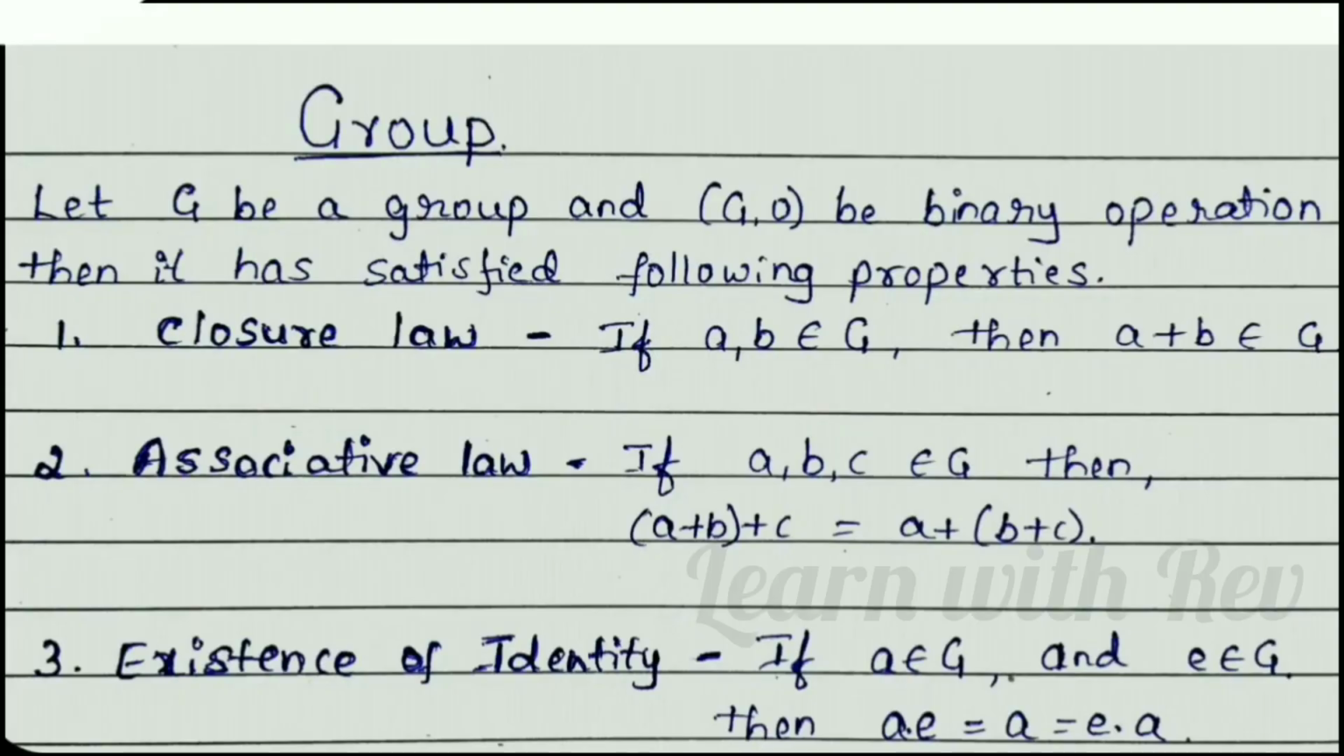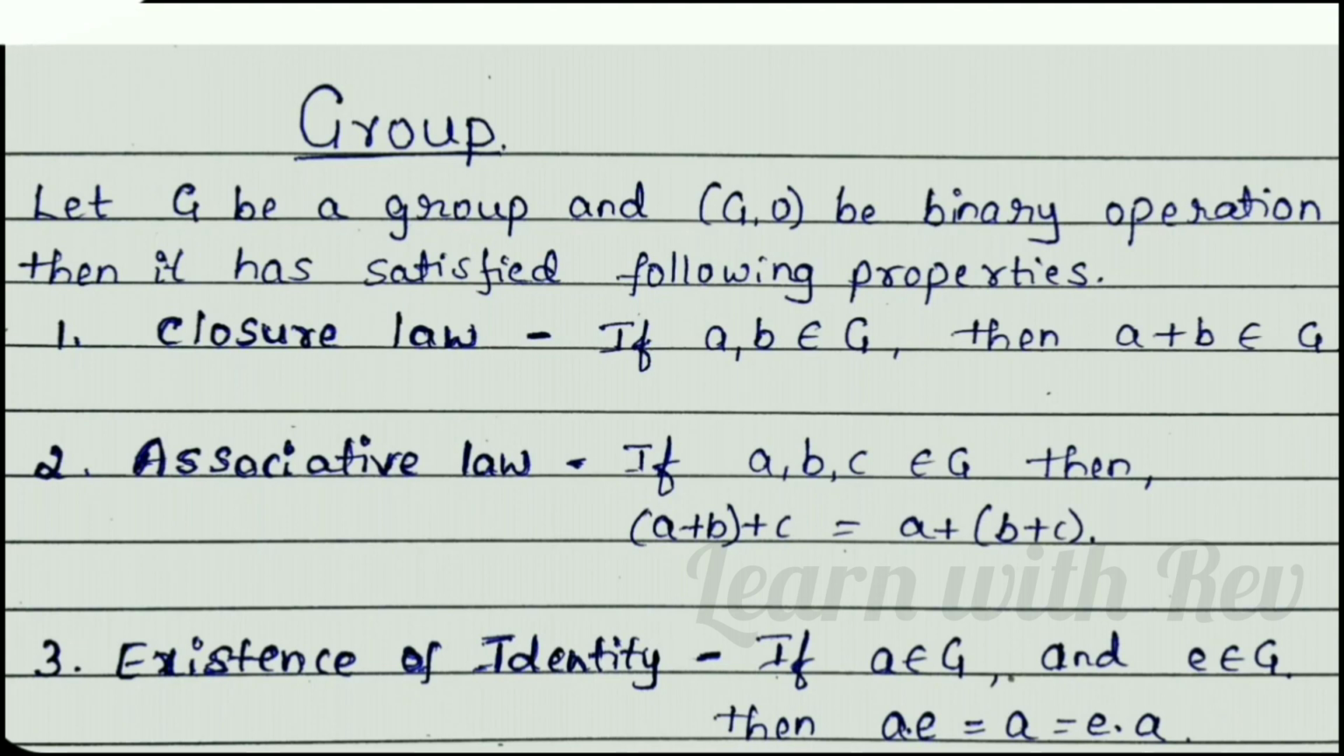First of all, understand what is group. Let G be a group and G, 0 be binary operation, then it has to satisfy the following properties. So group should satisfy certain properties. First one, closure law, next associative law, then existence of identity and existence of inverse. So let us know what are these laws.